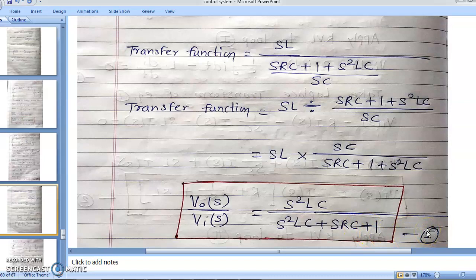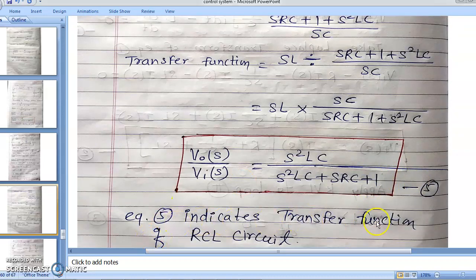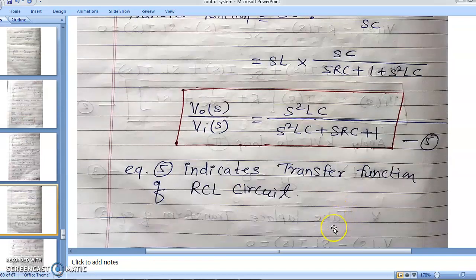So in this way, we are getting equation number 5. This is indicating the transfer function of the RCL circuit. In this, we are measuring the output voltage across the inductor.